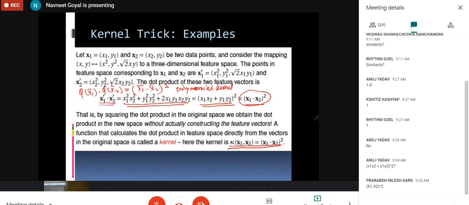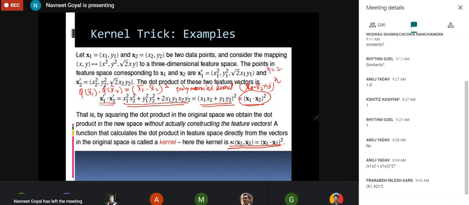And its general form is (x1 dot x2 + d) to the power of n, right? Where here n is 2 in this case and d is 0. All right, so are you able to understand this part? Yes or no?